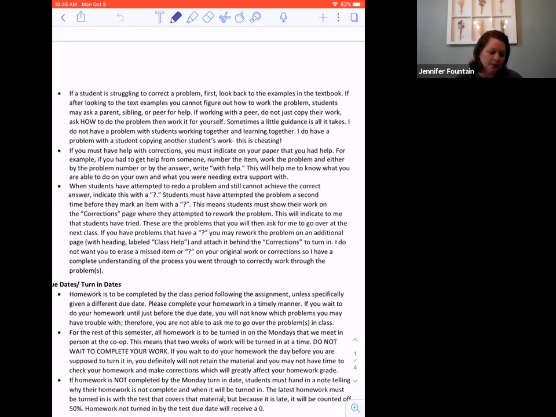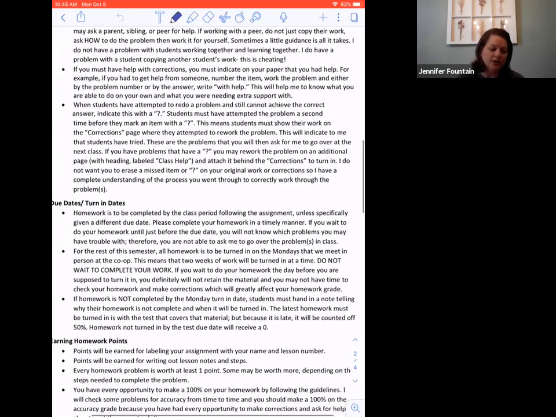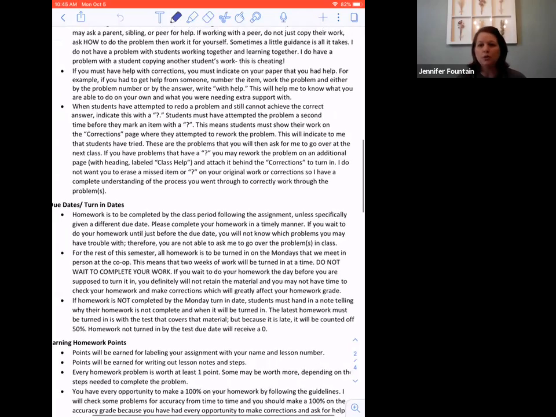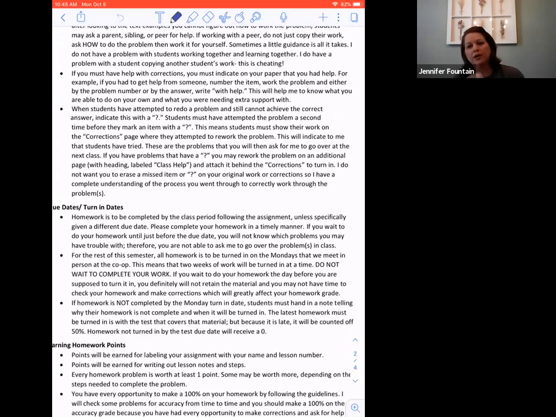Let's see. The third bullet down on this page, when students have attempted to redo a problem and still cannot achieve the correct answer, then you're going to put a question mark, okay? So you're not just going to put number 3 question mark. I need to see that you've written the problem, that you've attempted to work it, you still can't get it, you've asked a parent, you've asked a friend, you've asked a sibling for help, y'all still can't figure it out. So you put a question mark on that problem.